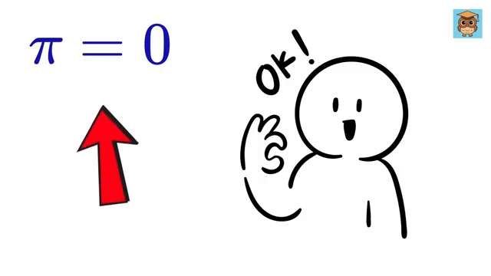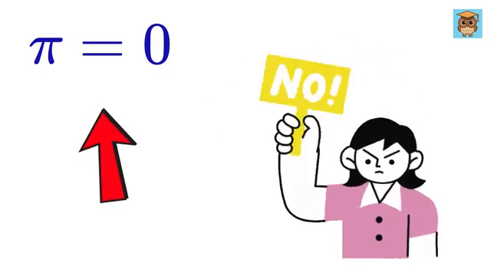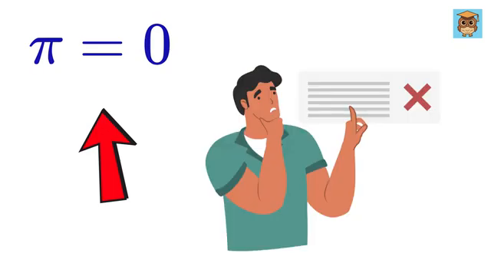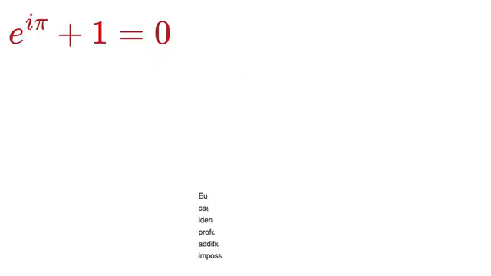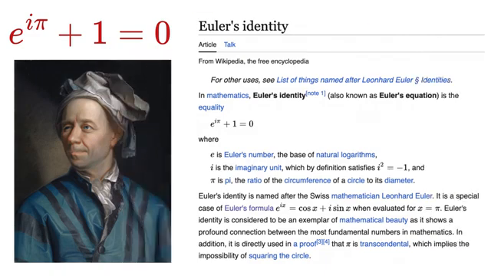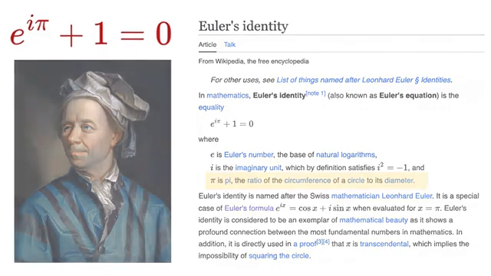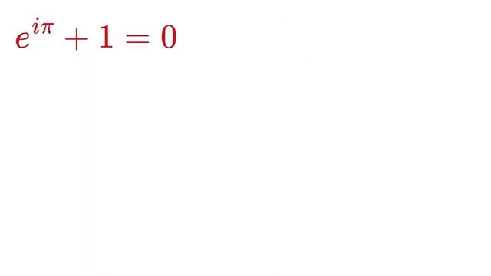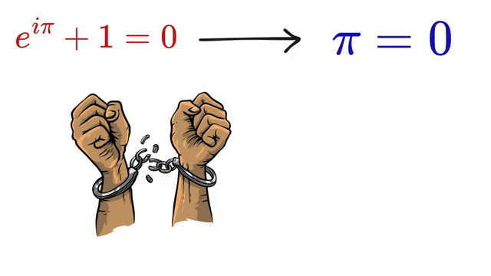Now, either accept what I am about to show you, or prove me wrong in the comment section below by spotting the mistake, if there is one. This is one of the most famous equations in math, called Euler's identity, where e is Euler's number, the base of natural logarithms, which is roughly 2.718. i is the imaginary number where i squared equals -1, and pi is the ratio of the circumference of a circle to its diameter.